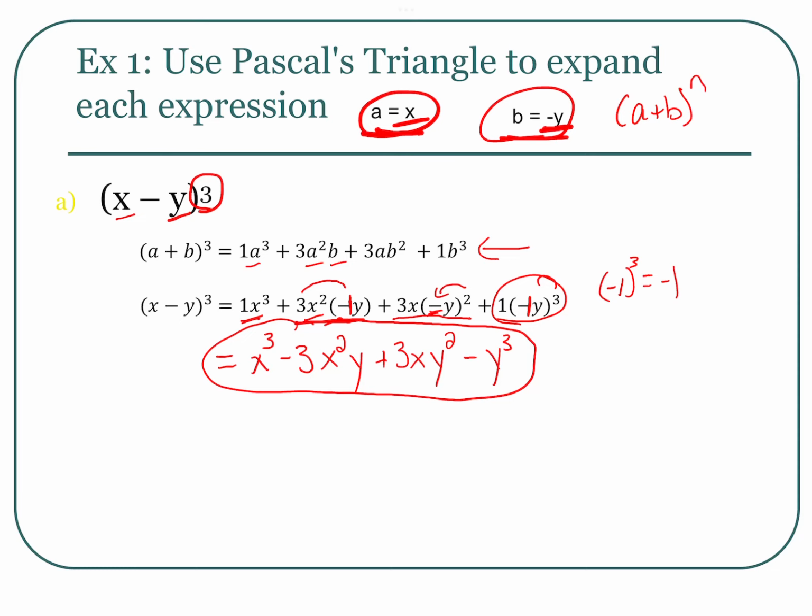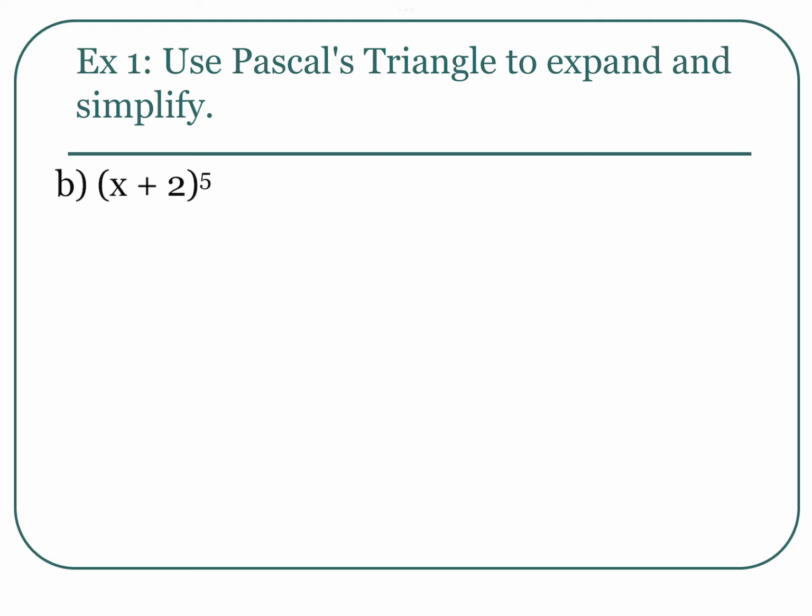Okay, let's look at another one. This one I have x plus 2 to the fifth. Again, let's figure out what our a and b are. Our a is always our first one, so our a is x right here. Our b is our second one. Since it's plus, it's going to be positive. Our b is 2 this time. It's not a variable. That's okay.